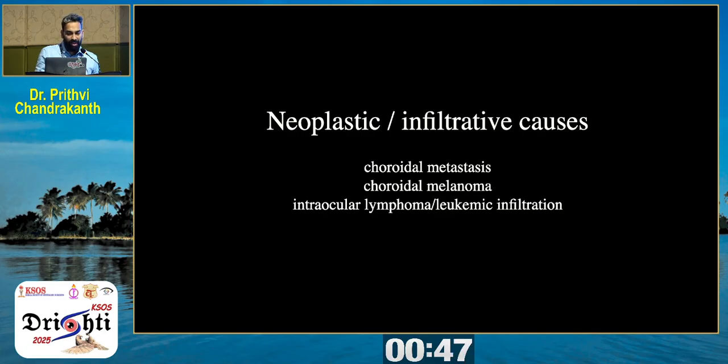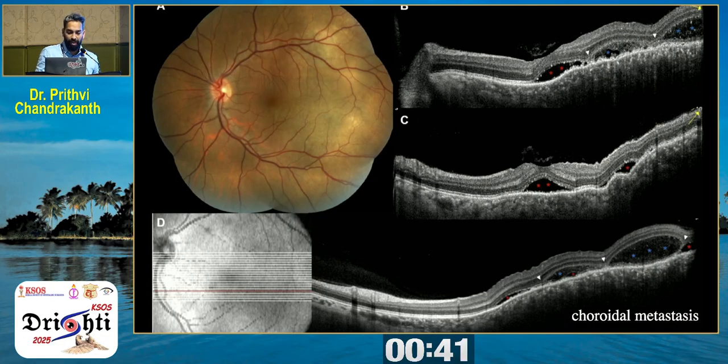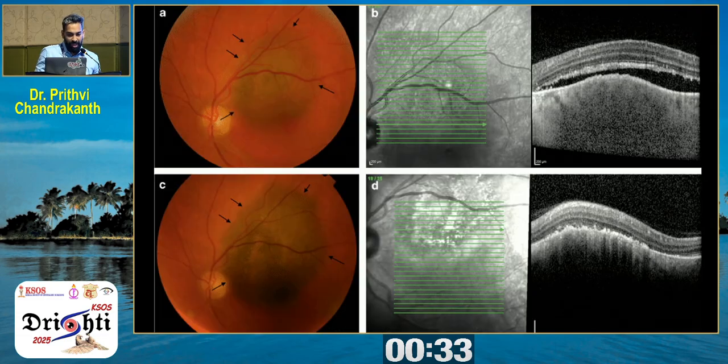And then we have neoplastic and infiltrative causes like choroidal metastasis and melanoma. Go to the image. This is a choroidal metastasis, which also has SRF, but you will see a lot of choroidal bumps over here that can be differentiated. And then choroidal melanoma, again the same kind of subretinal fluid, but there is a choroidal bump, so you always have to note this point, to differentiate.